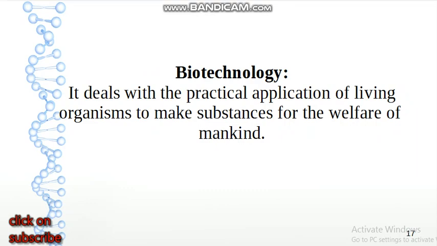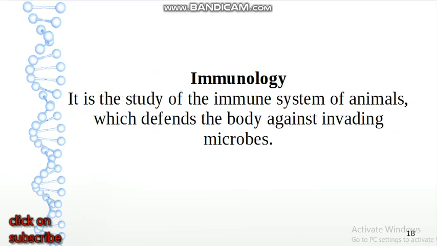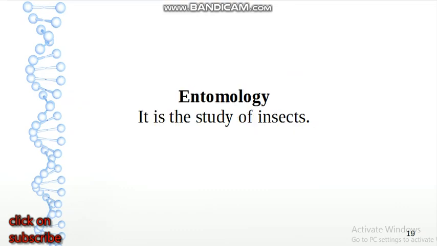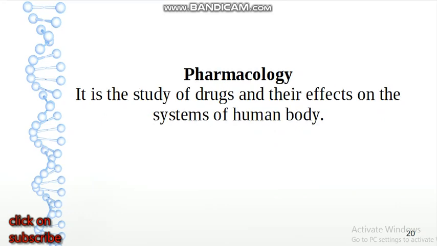As we use bacteria for making different kinds of medicines. Immunology. It is the study of the immune system of animals which defends the body against invading microbes. Invading microbes means the outer microorganisms which enter the body are known as invaders. Entomology is the study of insects, like how insects cause diseases, how they reproduce, how they live. Pharmacology is the study of drugs and their effects on the systems of the human body.